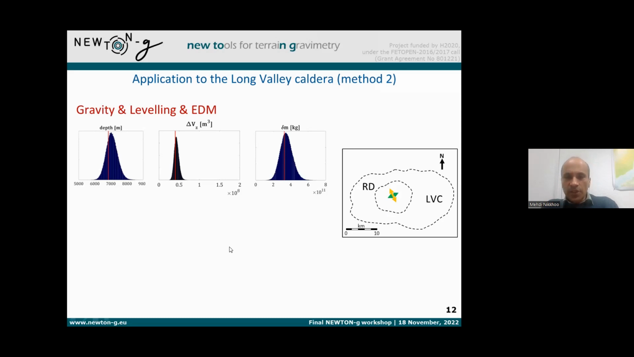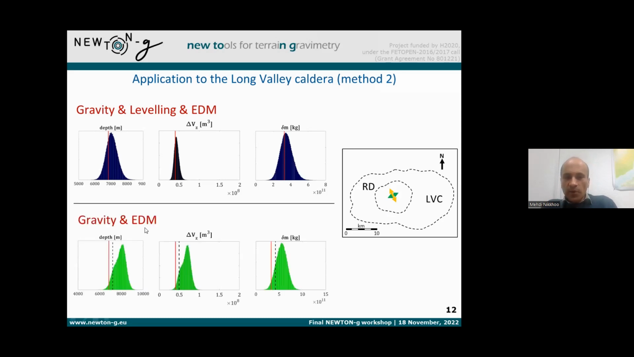In a second inversion, we use only the gravity and EDM data. So in this case, we are not using any vertical displacement. We do this in order to show that we do not need the vertical displacements for the free air correction necessarily. Although we don't use the vertical displacements, as you can see, we can still constrain all the source parameters.